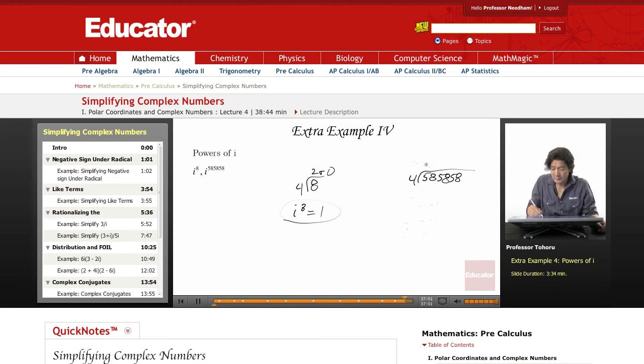So we do 1, it becomes 1. Drop down the 8. That goes in 4 times, 16. You get 2, and drop down the 5. What does that go in? 6 times, 24. We get our 1 again. Drop our 8, and obviously we see what the pattern is, but we keep on going anyway.